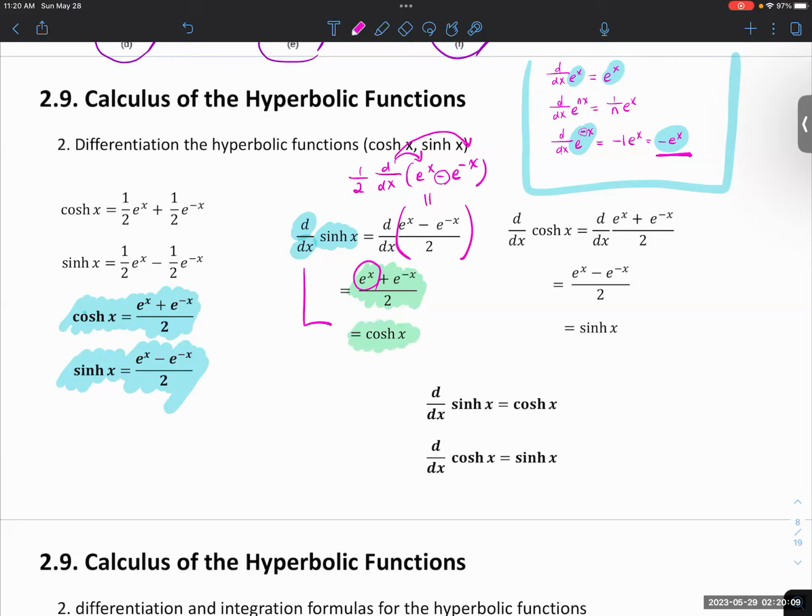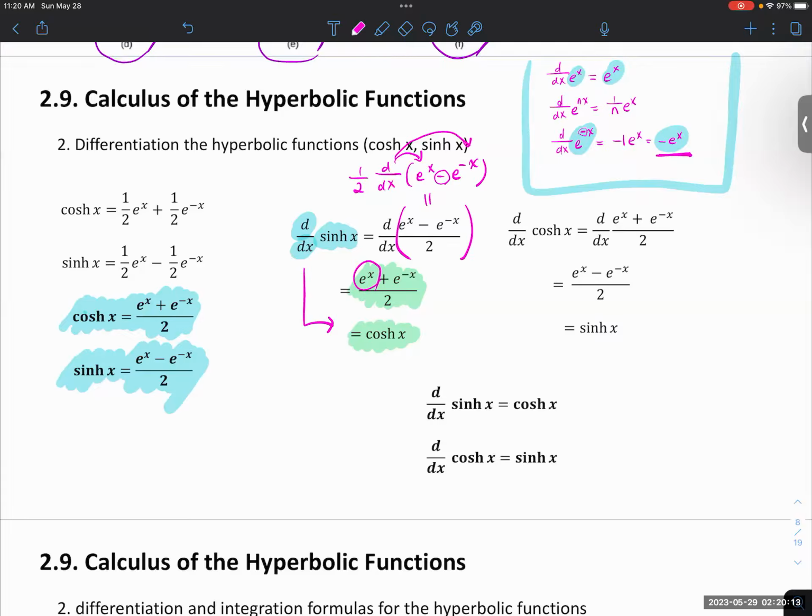Does it make sense to you? Think about it, this is a very understandable topic, correct? Same thing when you're taking the derivative of the cosh function. We know that it's e to the x plus e to the negative x over 2. So that means d over dx, you're going to take the 1 over 2 to the front, of e to the x plus e to the negative x, correct?